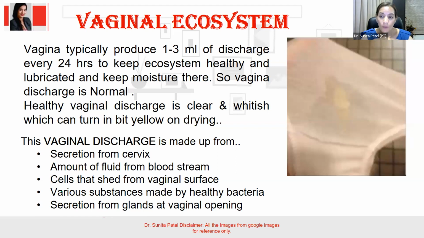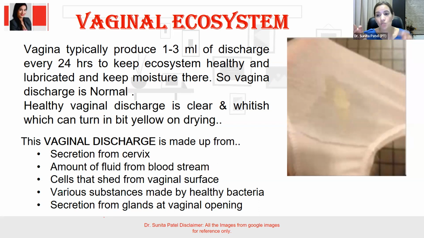So always observe your panty and see what kind of discharge is coming from the vagina. If it is a clear and whitish color, that is good. Once it dries, it will turn a bit yellowish. So that is a healthy discharge.